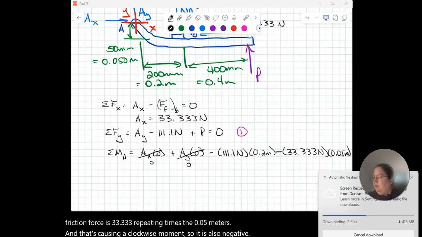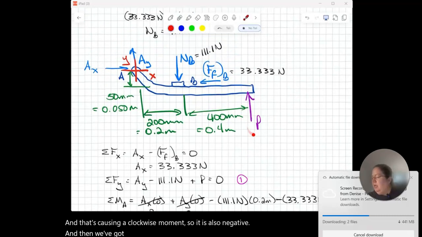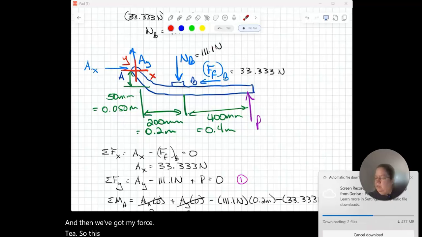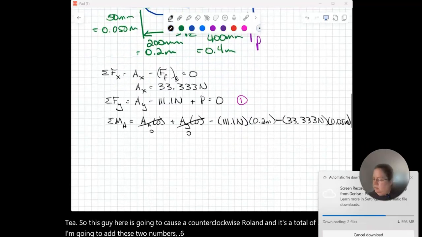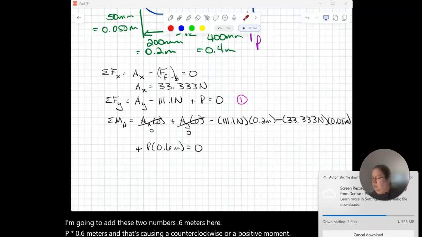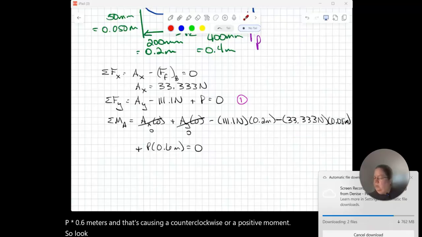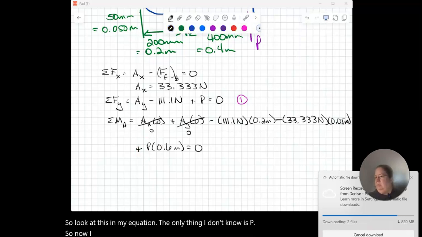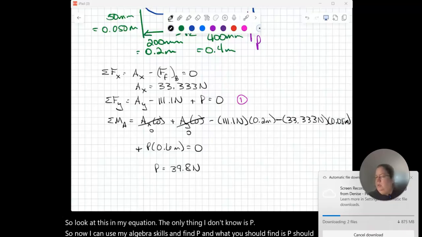And then we've got my force P. This guy here is going to cause a counterclockwise moment, and it's a total of 0.6 meters. I've got to add these two numbers, 0.6 meters here. Okay, so P times 0.6 meters, and that's causing a counterclockwise or positive moment. So look at this. In my equation, the only thing I don't know is P. So now I can use my algebra skills and find P, and what you should find is P should be 39.8 newtons.